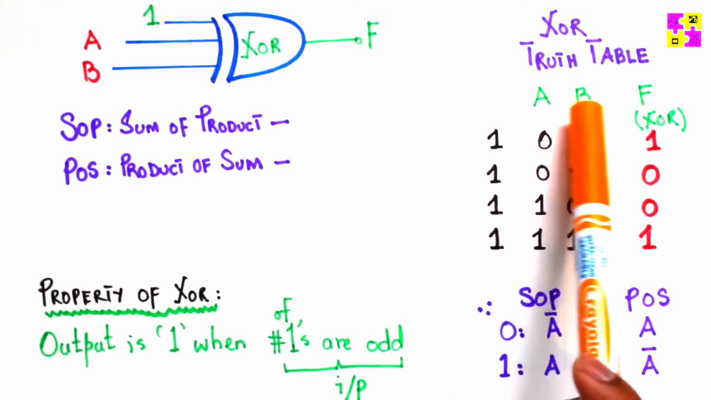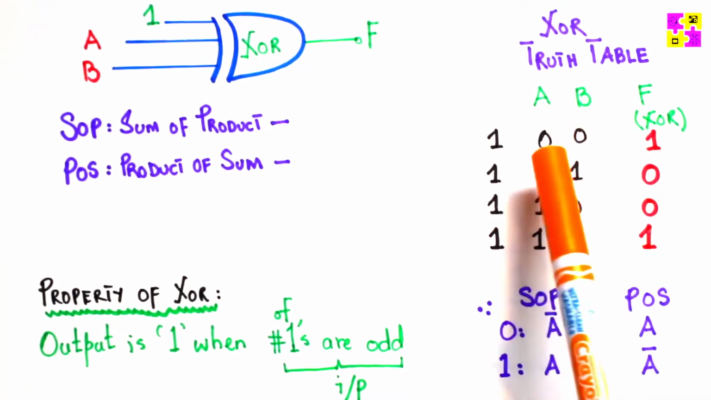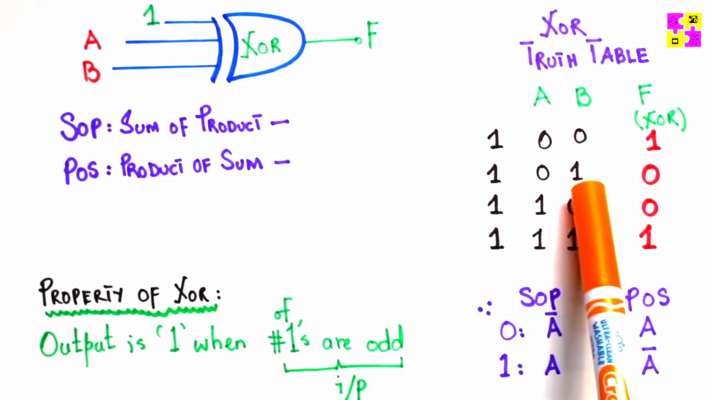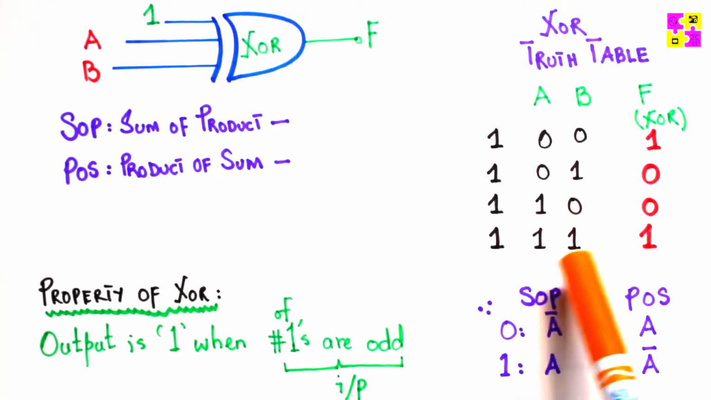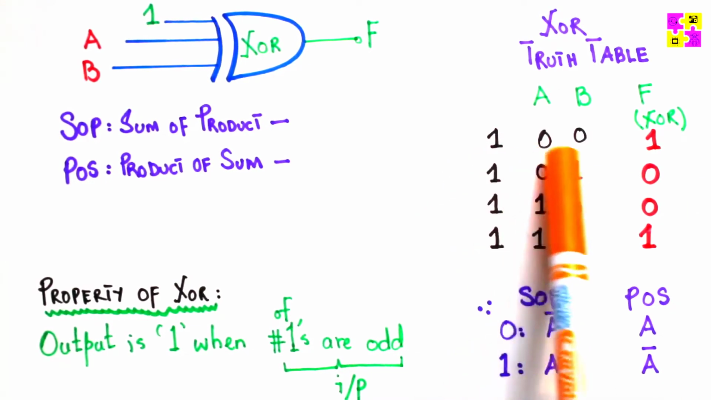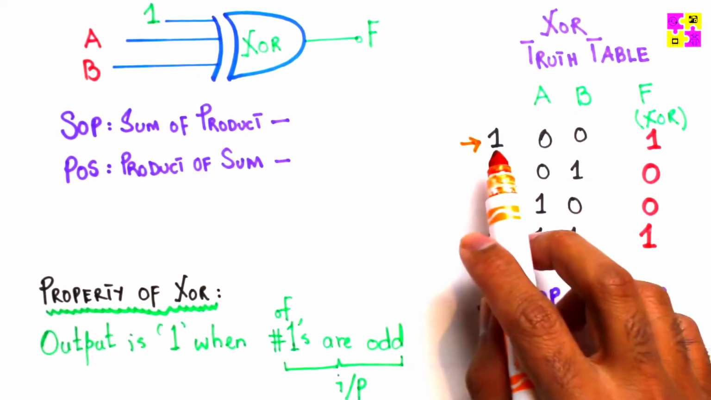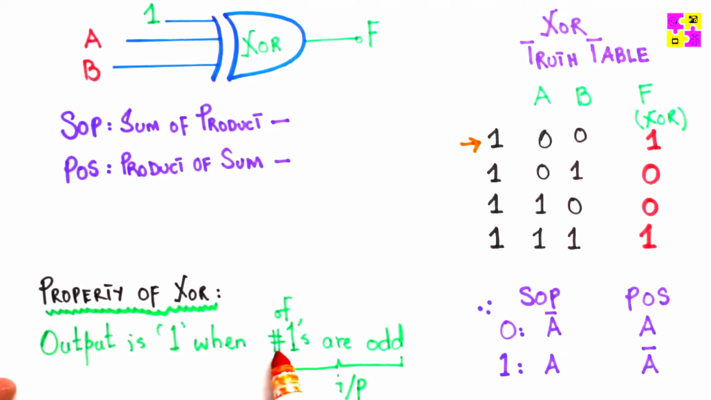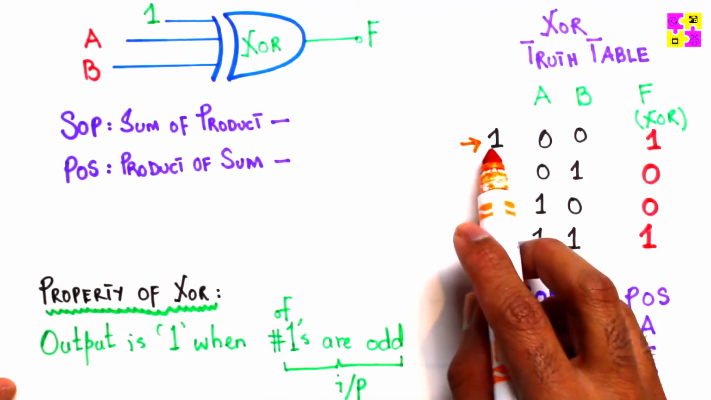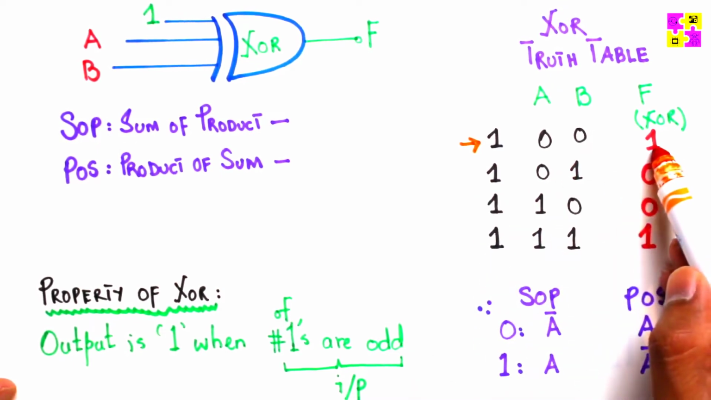1, A, and B. Now, for 2 possible inputs, there could be 4 possible combinations: either both are 0, or one is 0 and one is 1, or one is 1 and one is 0, or both are on. If you take this one right here, we have 1 input that is high and 2 inputs that are 0. The number of ones is odd. 1 is considered an odd number, so the output is 1.